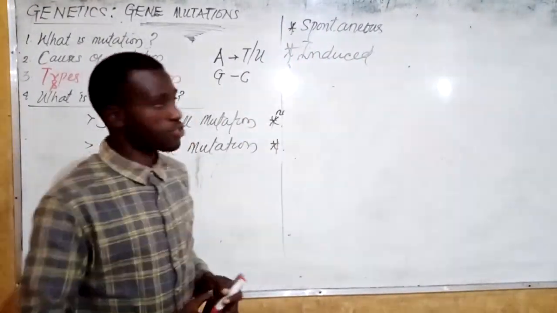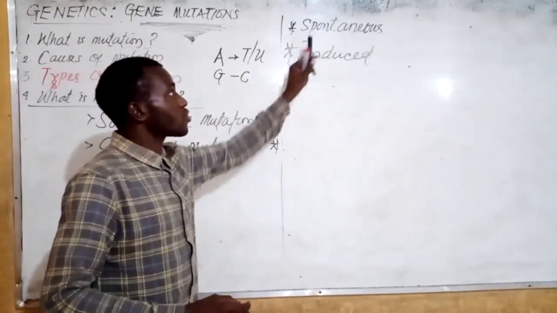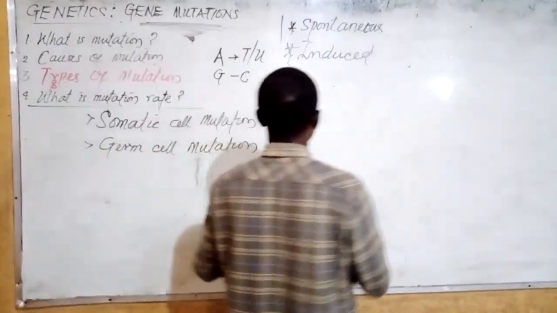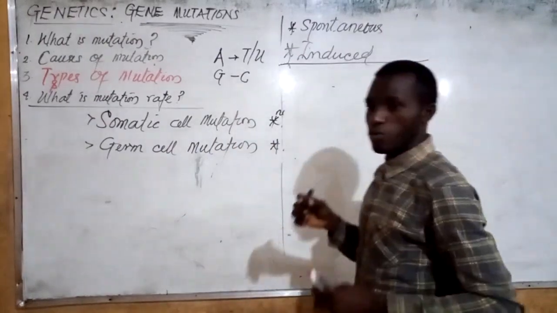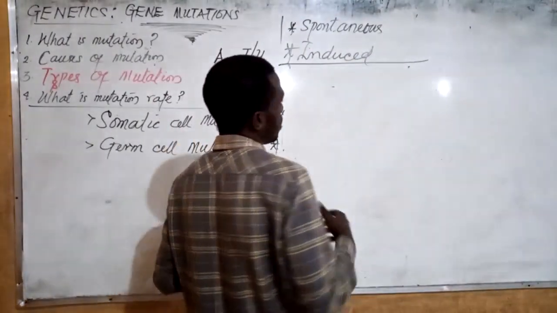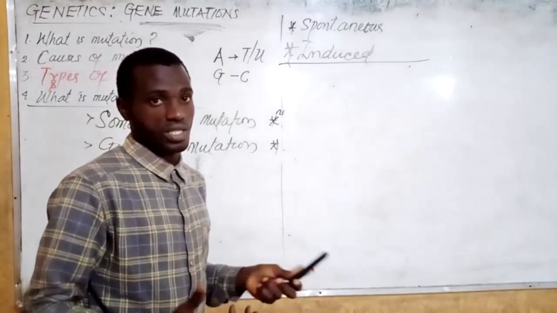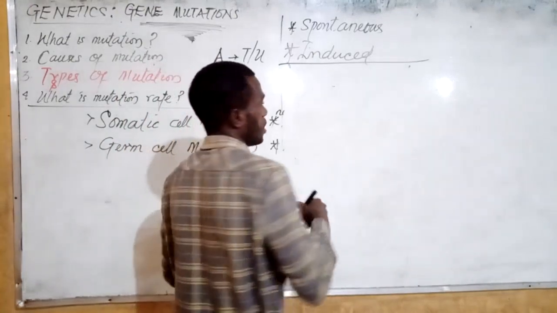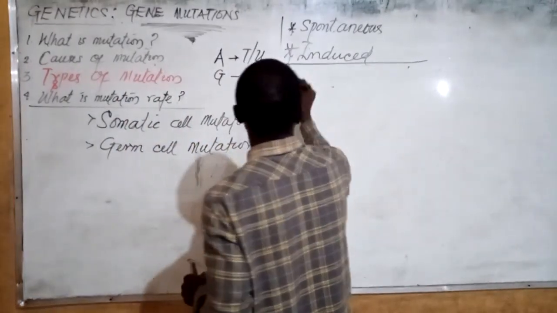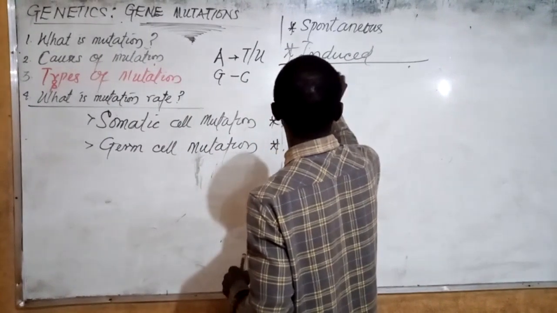Okay, let's finish talking about the types of mutation. So those are according to the causes. All right. We could also classify mutation according to their molecular change, their effect on the molecular changes of the DNA sequence. So we could classify them as point mutation.